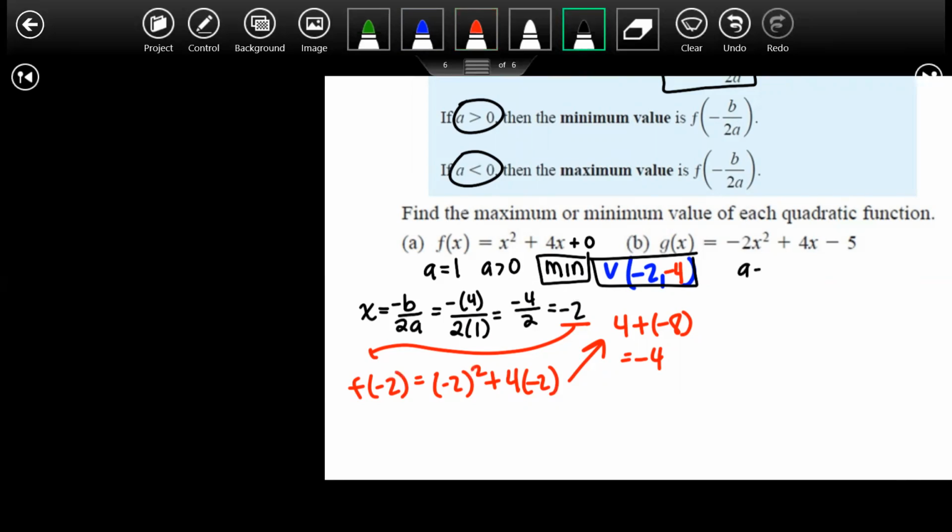A is equal to -2. A is less than 0, so therefore we have a max. Good for you.